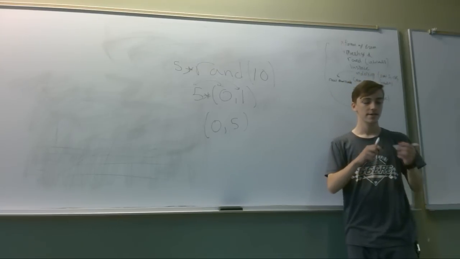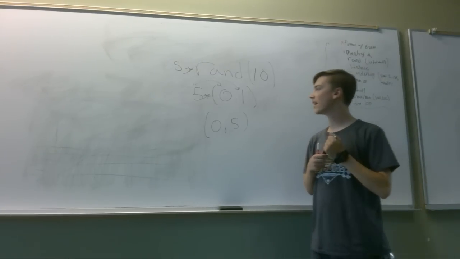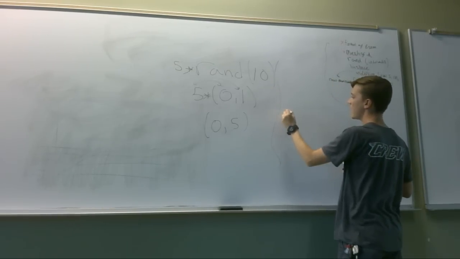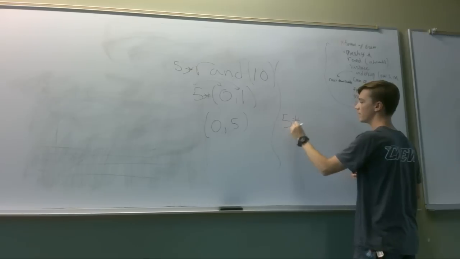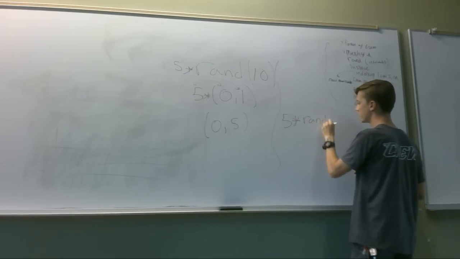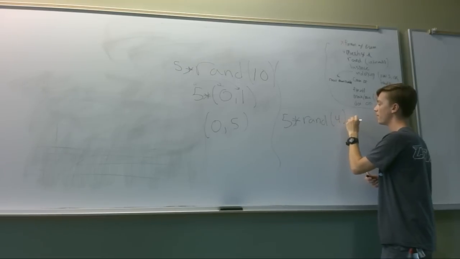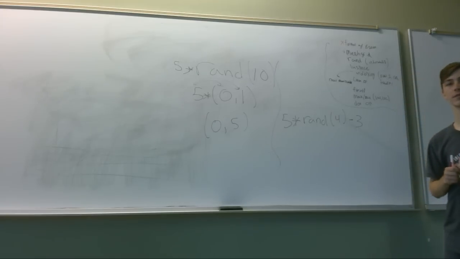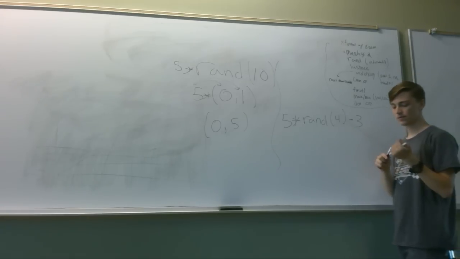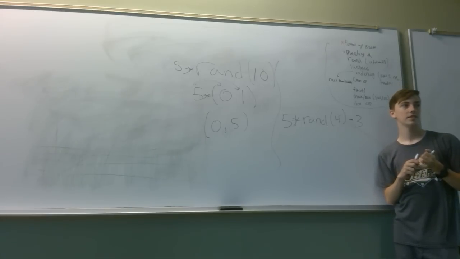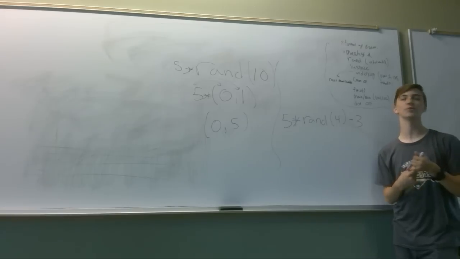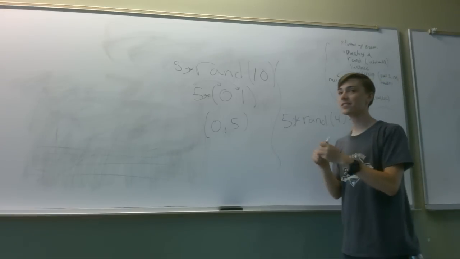Now, let's say I have 5 times rand 4 minus 3. What are my values going to be now? Negative 3 to 2. Yeah. So the answer is negative 3 to 2.